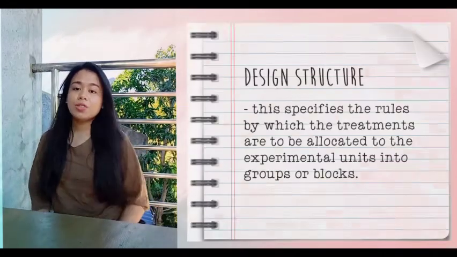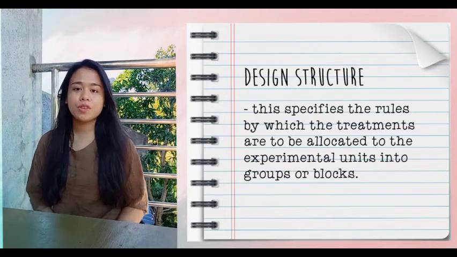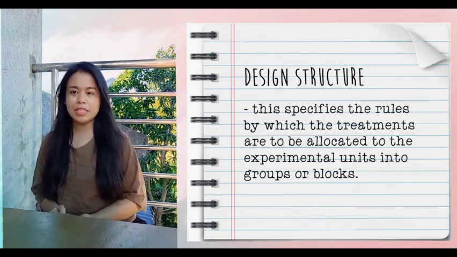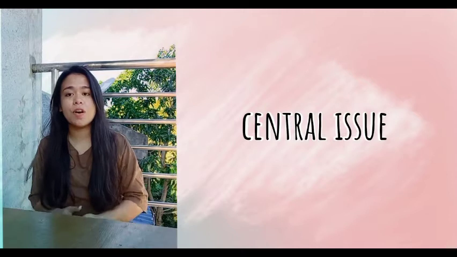Design structure, on the other hand, specifies the rules by which the treatments are to be allocated to the experimental units into groups or blocks. The design structure is the central issue of any experimental design and covers much of the material this chapter deals with. Di ba, naa na tay treatment sa treatment structure.